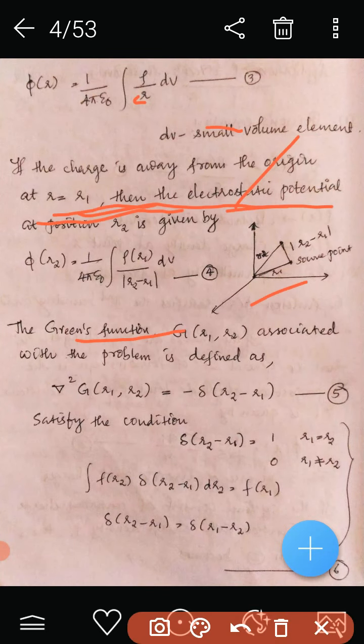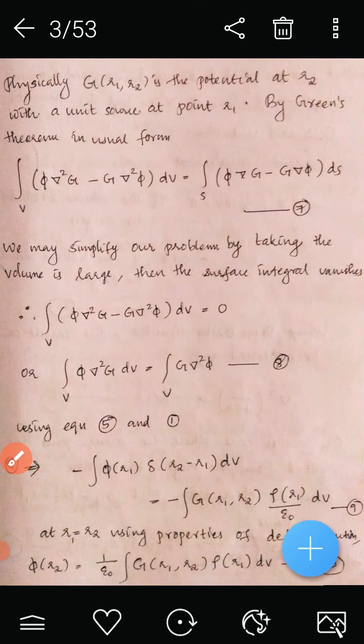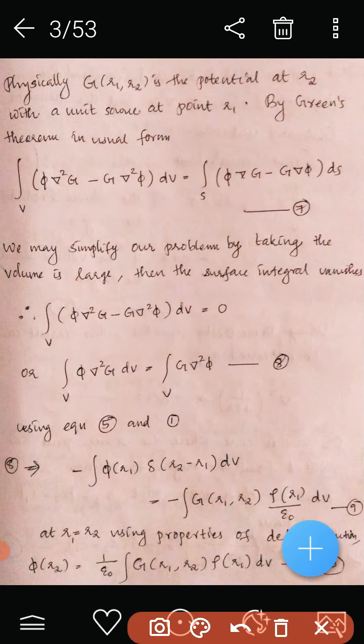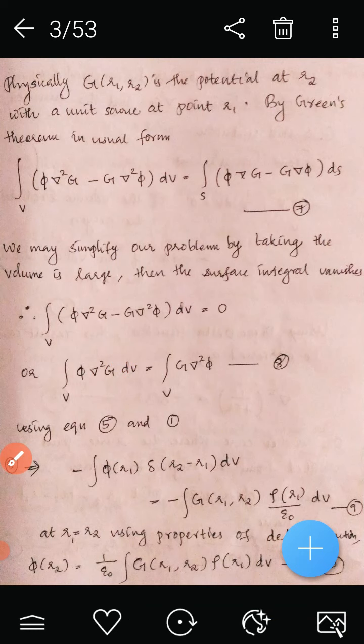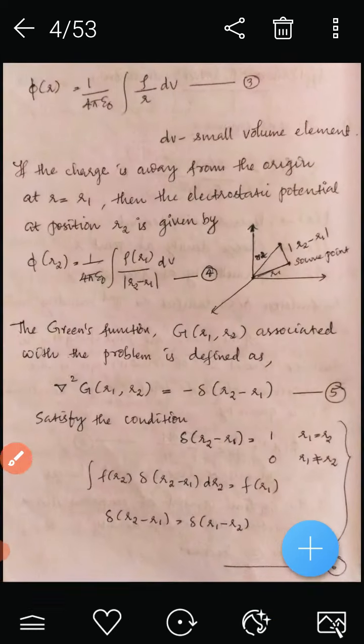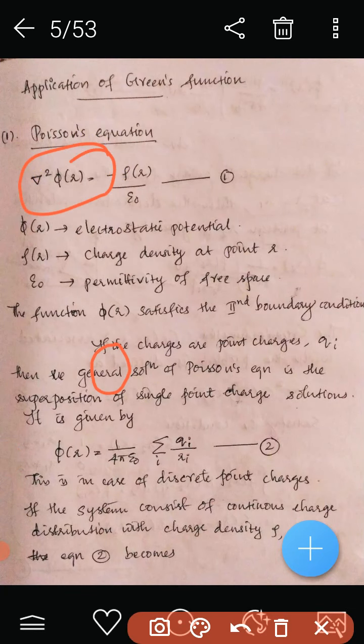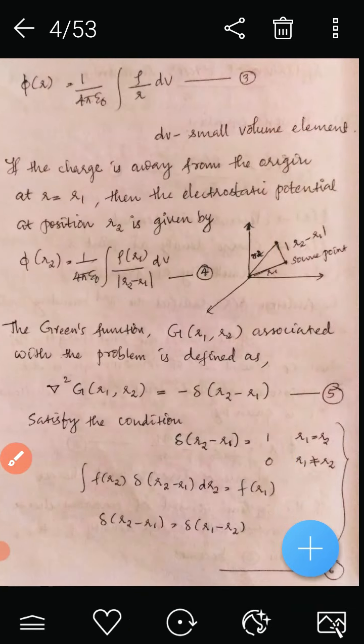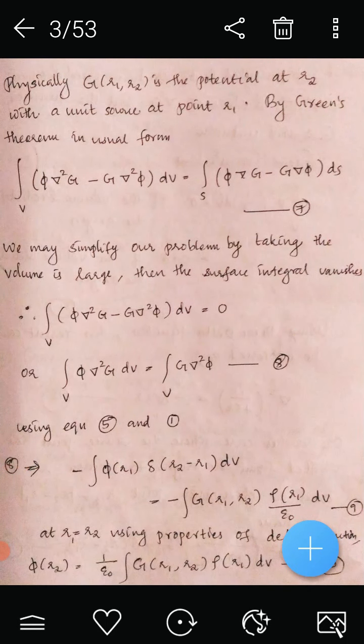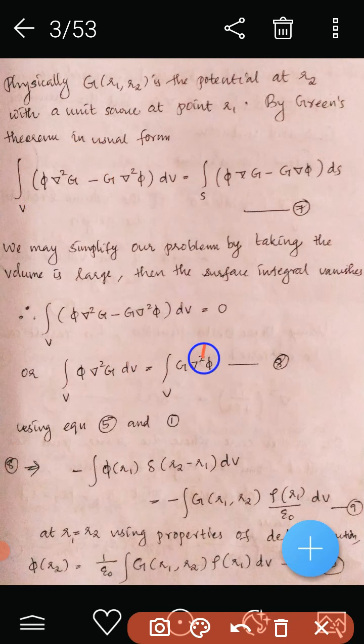This is equation 5, that is del square g. We can use del square g here. Instead of del square g, we can use equation 5 and also equation 1. Equation 1 is del square phi. So this del square phi can be used here. Okay, so we can use equations 5 and 1 in equation number 8.